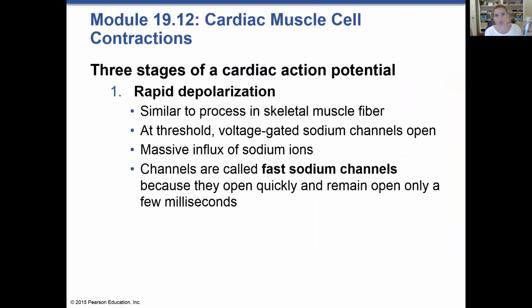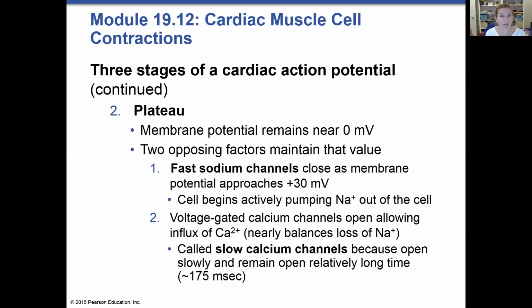You get to threshold, sodium channels open, and sodium rushes into the cell. They're called fast sodium channels because they open really quickly, and they only remain open for a few milliseconds. So it's basically like, get in as soon as you can. Then you have this plateau phase. This is where the membrane potential remains near zero, and you have these opposing factors that maintain it. You have your fast sodium channels and your slow calcium channels.